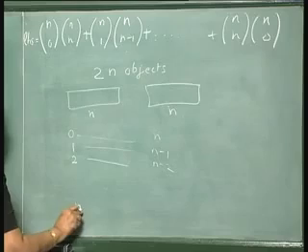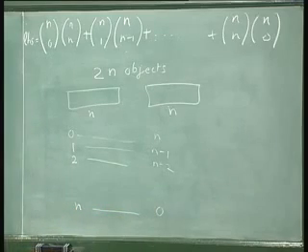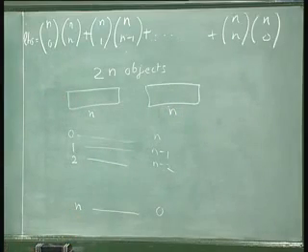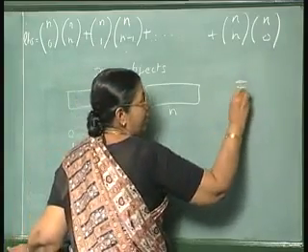So in essence, it amounts to the number of ways of choosing n objects out of 2n objects, and we know that that is given by 2nCn. So by a combinatorial argument also, you can prove this equality.